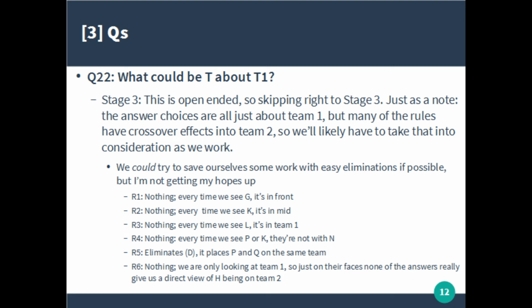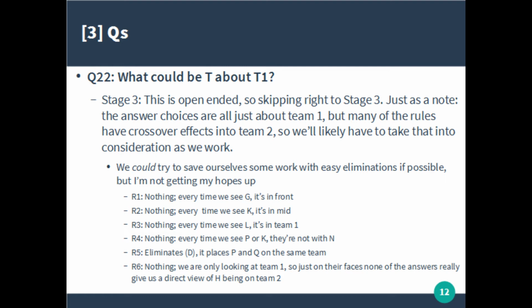So pushing bravely into question 22. This is quasi-open-ended, but it is restricted to Team 1, so it might not be quite as bad as it looks on its face. So question 22 asks us merely what could be true about team number 1. So given that it is open-ended and doesn't give us any information to plug into the diagram, we are going to go right to stage 3.